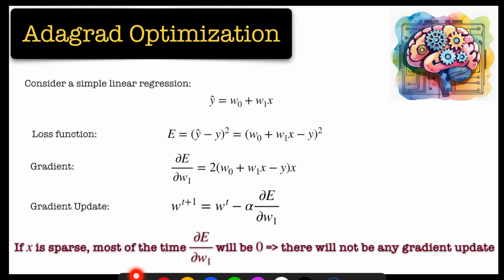The gradient update considering only W1 is Wt+1 equals Wt minus alpha times del E del W1. If x is sparse, then most of the time this will be 0 because we are multiplying with x. So del E del W1 will most of the time be 0, so we are not deducting anything. In most cases, Wt+1 will be Wt, so there will not be any gradient update for this W1 side.